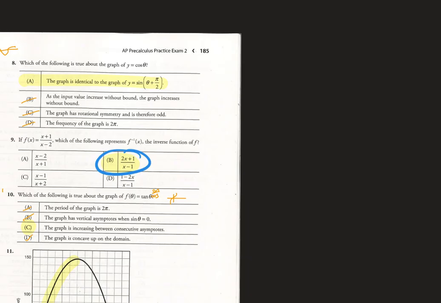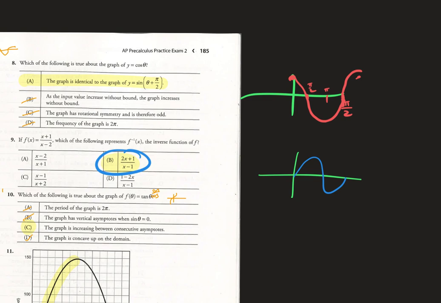Okay, 8 says, which of the following is true about the graph of cosine of theta? So I know cosine of theta, if you need to visualize it, looks like this, right? This is your pi over 2. This is pi. This is 3 pi over 2. And then if you go through your answer choices, it says it's identical to the graph of sine theta plus pi over 2. Well, sine theta plus pi over 2 would be your sine curve shifted to the left pi over 2. And that's exactly what matches it.